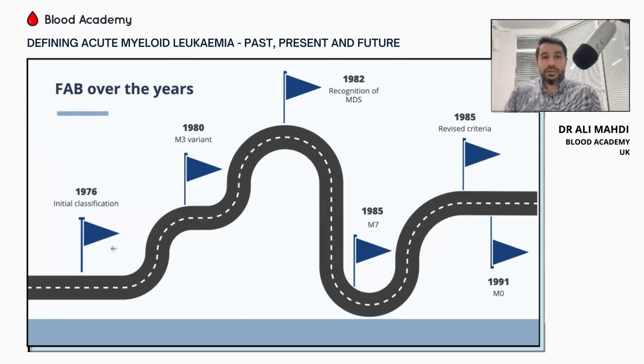So I'm going to spend some time looking at the historical classification of acute myeloid leukemia, concentrating on the FAB classification. So that's the French, American, British classification. And we'll look at the various different time points from 1976 all the way up to the 1990s and see how the recognition of new data and new information really changed, building the foundations for classifications like the WHO and ICC.